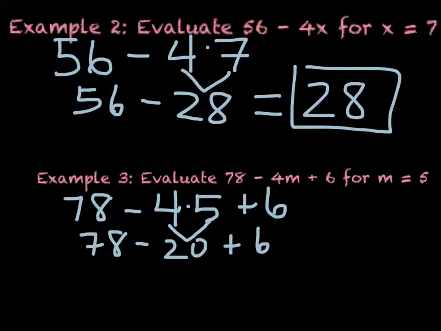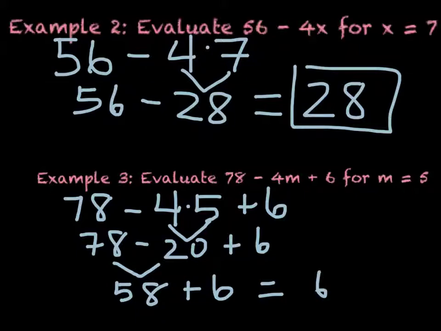At this point, I only have subtraction and addition left, so I remember that if I only have those two operations, I work from left to right. So subtraction is going to come first. I'm going to do 78 minus 20 and get 58. And I'm still going to have to add 6 to my answer. And when I do that, I'm going to get 64, which is going to be the evaluation of 78 minus 4m plus 6 when m equals 5.